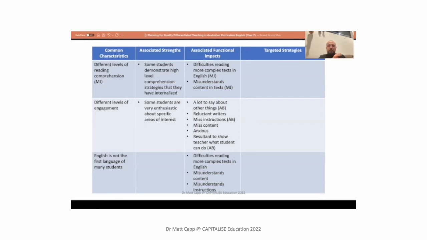So in this case, with different levels of reading comprehension and different levels of engagement, I've identified the functional impacts for MJ and AB, who are students with disability in my class. Notice that I haven't put any initials down here around English as not being a first language, because the NCCD is about students with disability, not about other students who receive personalized learning in our classes. And there are a lot of students who receive personalized learning, but the NCCD is specifically about disability.